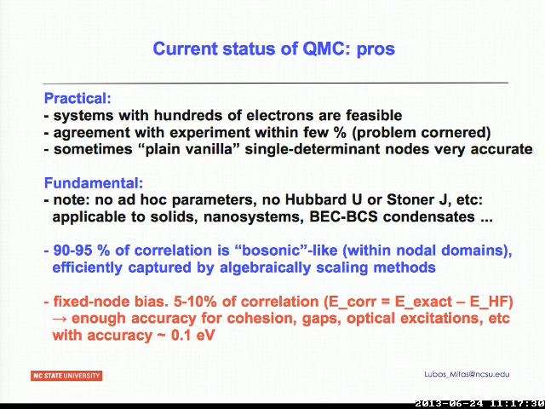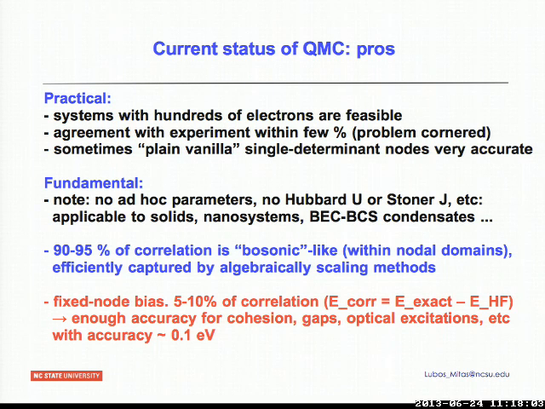But what is actually interesting, and this is a posteriori, is that of the order of 90 to 95%, and definitely in many chemical systems we can verify that by an alternative method, most of the correlation is actually bosonic-like, namely within the nodal domains. And those things are very nicely captured by this methodology. So that's why it works so nicely. But we are, of course, not done. There is the fixed node bias.